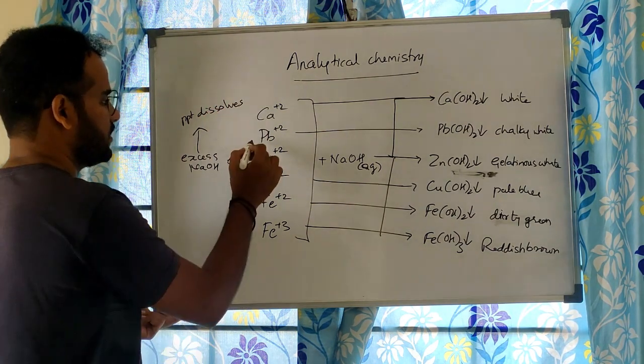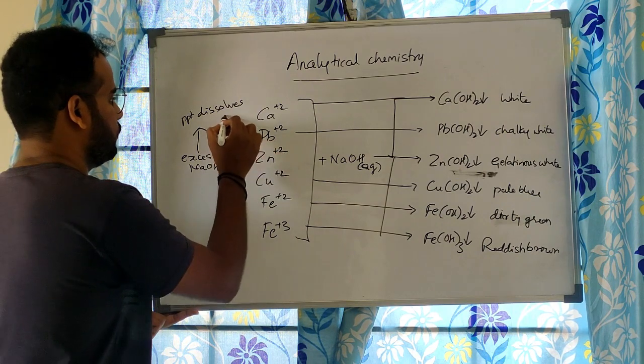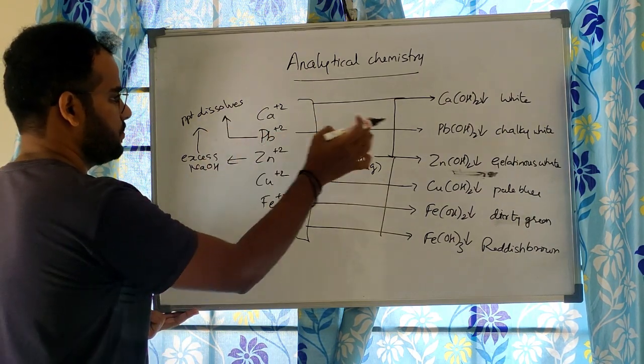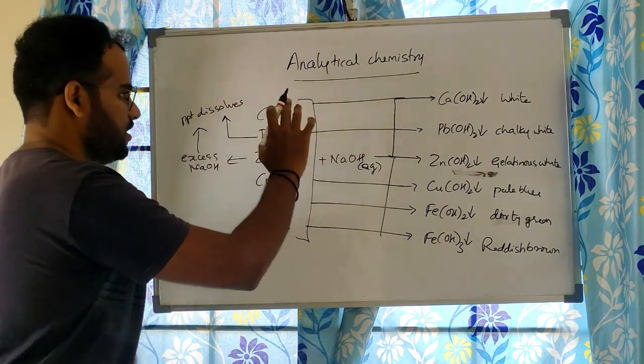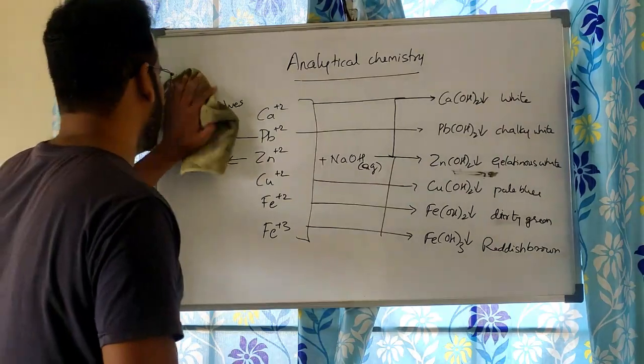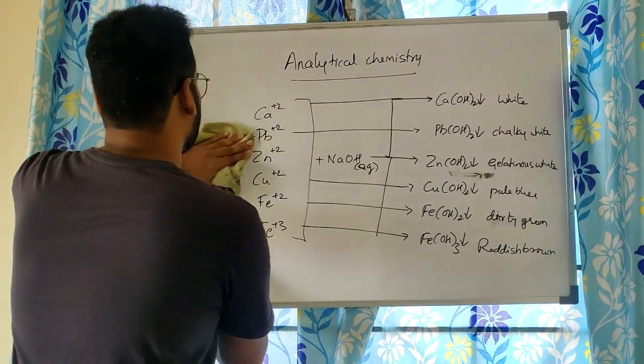And another thing, the same thing is happening with lead also. Same thing. Excess NaOH, lead, white precipitate, chalky white precipitate dissolves. So this is part 1 of the story and the chemistry behind it.